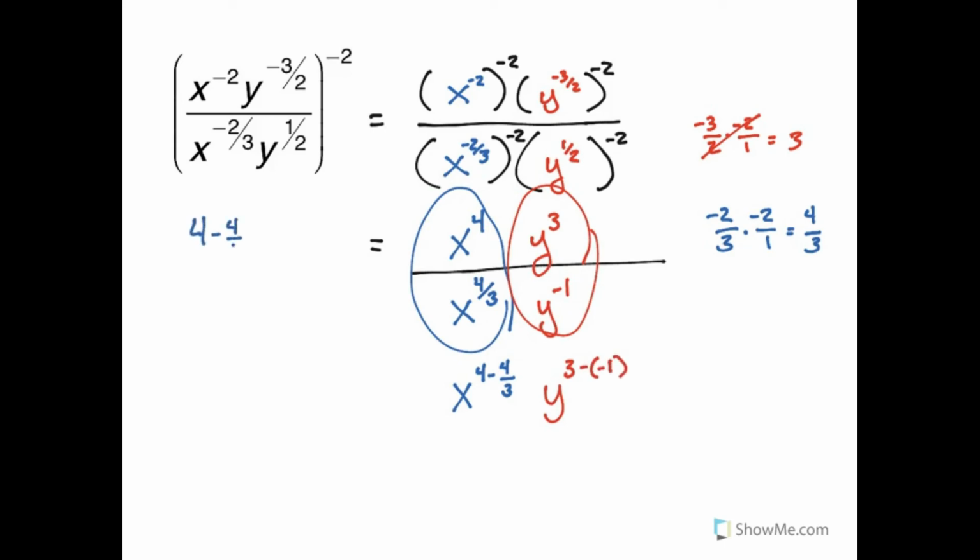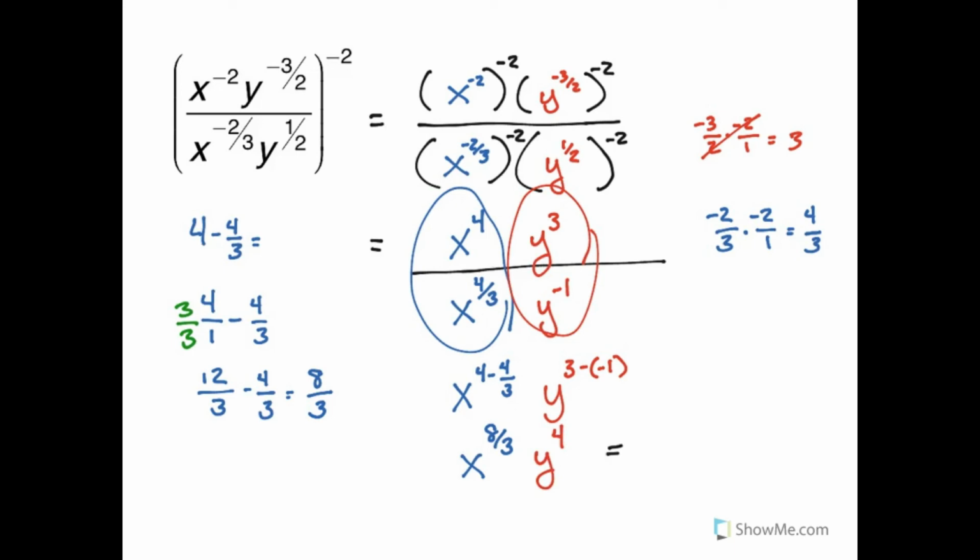4 minus 4/3 is the same as 4 over 1 times 3 over 3 minus 4/3, and that's 12 over 3 minus 4/3, which gives me 8/3. So x is to the 8/3 power, and 3 minus negative 1 is the same as 3 plus 1. It's 4. So the final result is x to the 8/3 power, y to the 4th power.